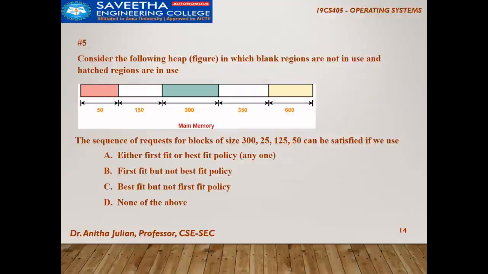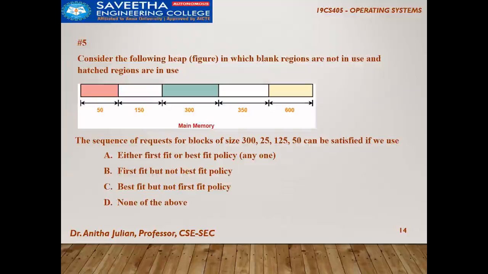And this is the problem I want you to do. So consider the following heap. Heap is nothing but the data structure or the memory in which blank regions are not in use and hashed regions are in use. So this 50, 300, 600 and all are regions we can use. Okay, so that is what they are trying to say.